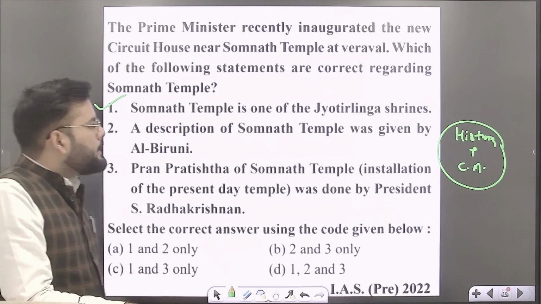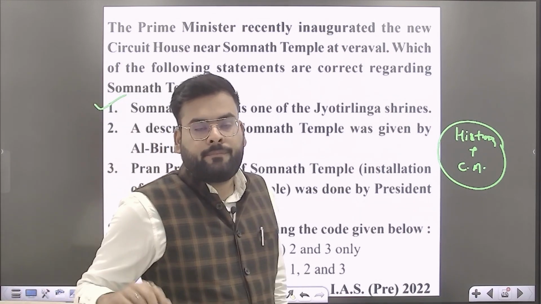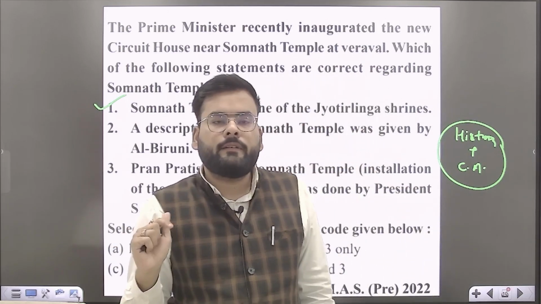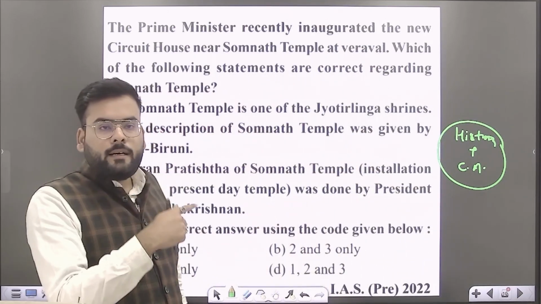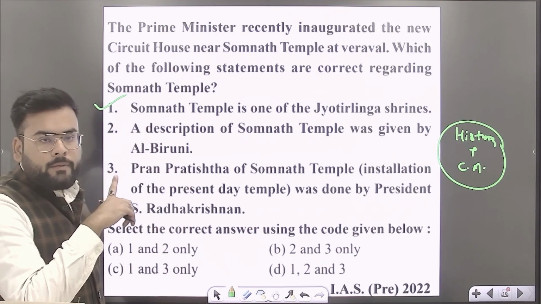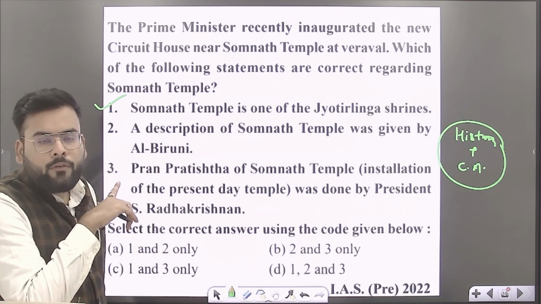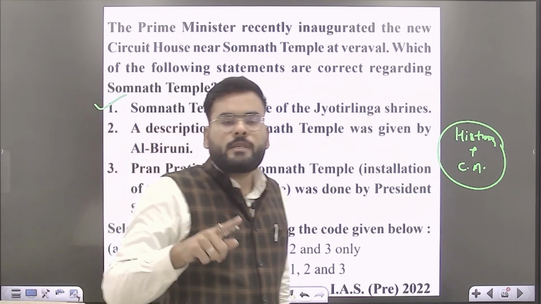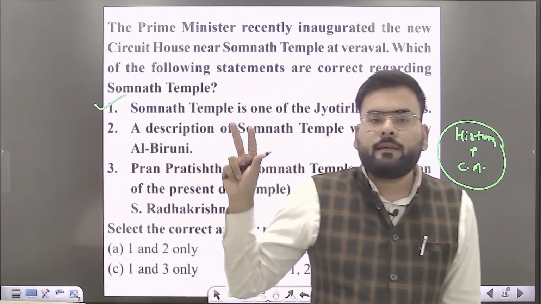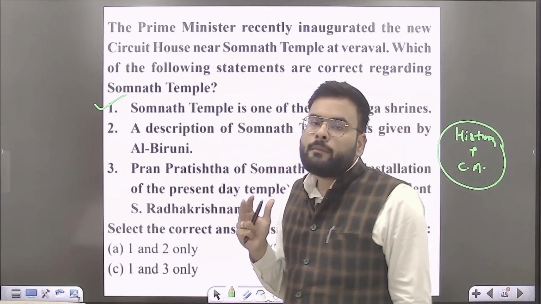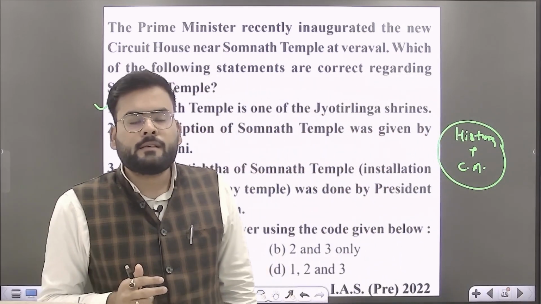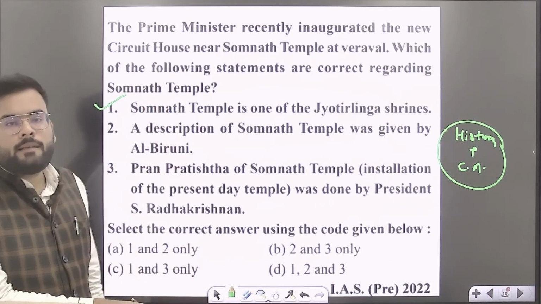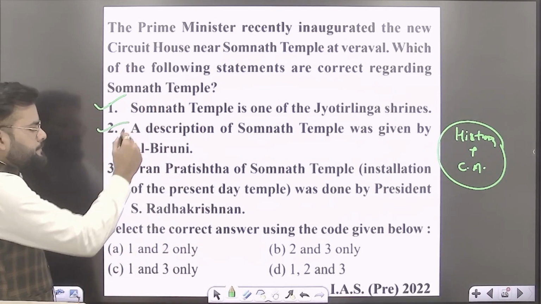A description of Somnath temple was given by Al-Beruni. So you know it very well. Both statements do not belong to current events. As I discussed earlier in the last question, Al-Beruni was the writer who was the companion of Mahmud of Ghazni when he visited India, and he discussed the social, cultural, geographical, and political history of India of that contemporary time. That means he will definitely discuss Somnath temple. So with the use of your common sense, you can answer that this statement is correct as well.